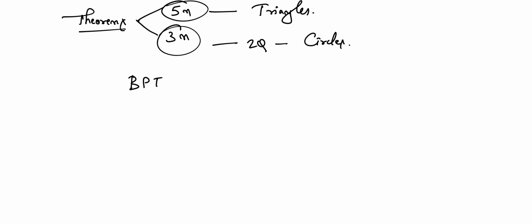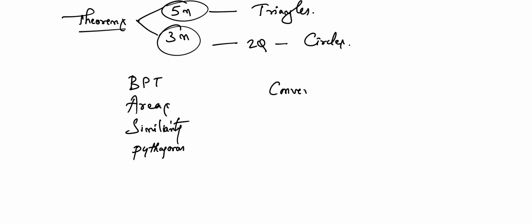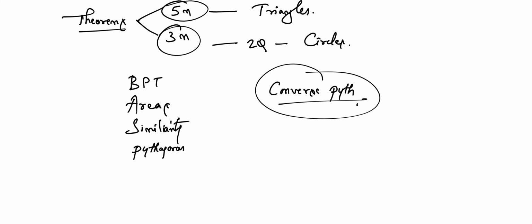Got it? And after that we have areas of similar triangles. One more is similarity criteria. And next is Pythagoras theorem. To be on the safer side, but not sure, practice the converse of Pythagoras also, but not so important. But to be on the safer side, practice even this.